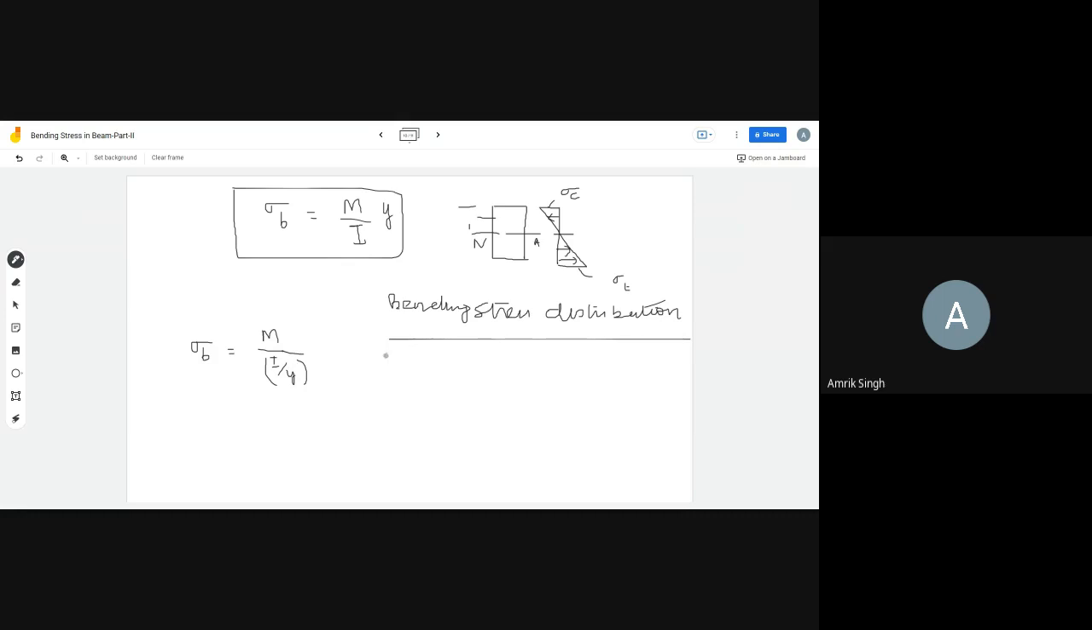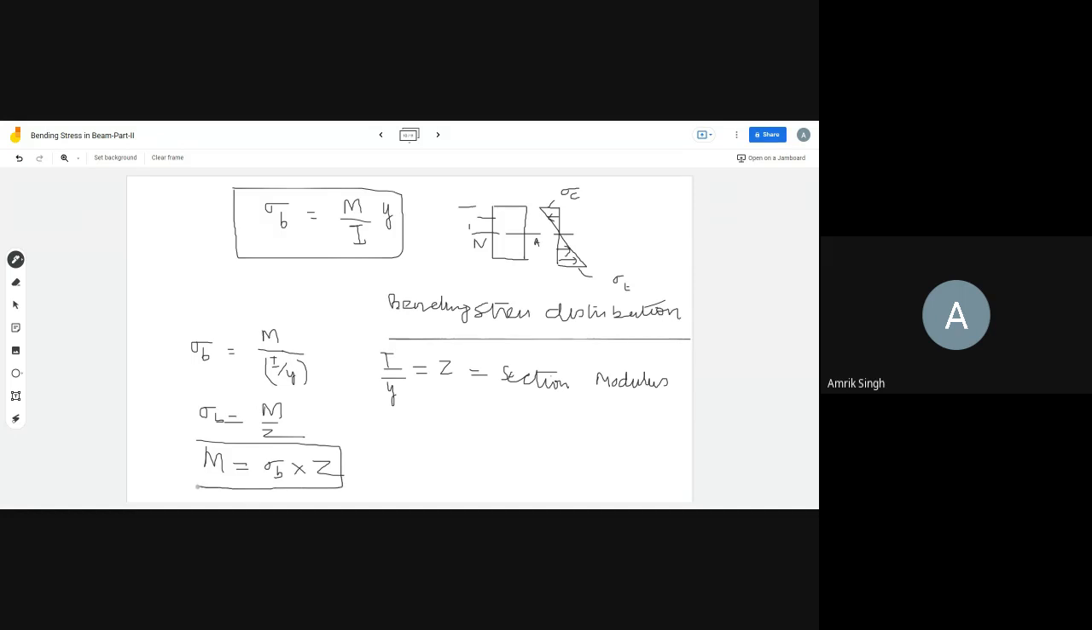So this I upon Y is known as Z and this is known as the section modulus. It is a very important parameter. So you can write here sigma B is equal to M upon Z, or M is equal to sigma B into Z.